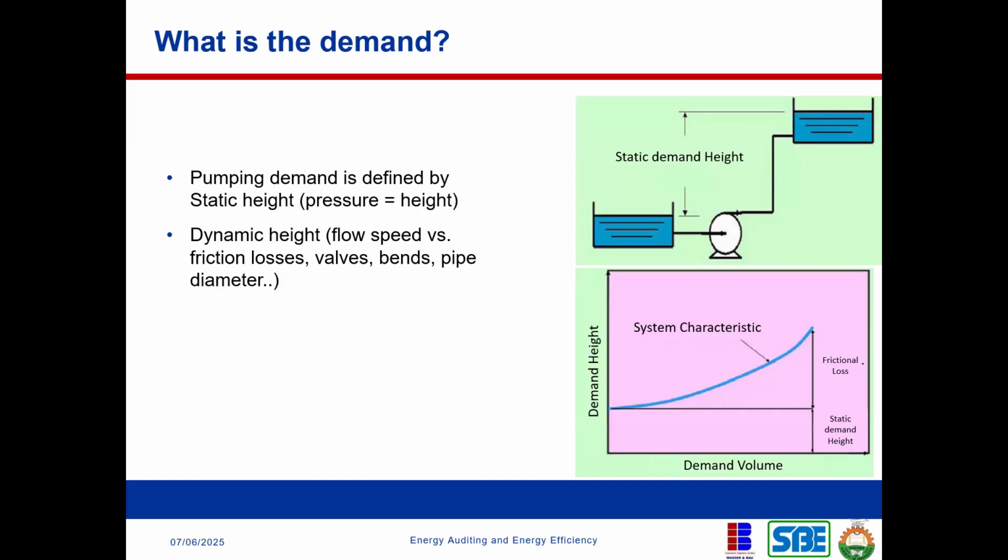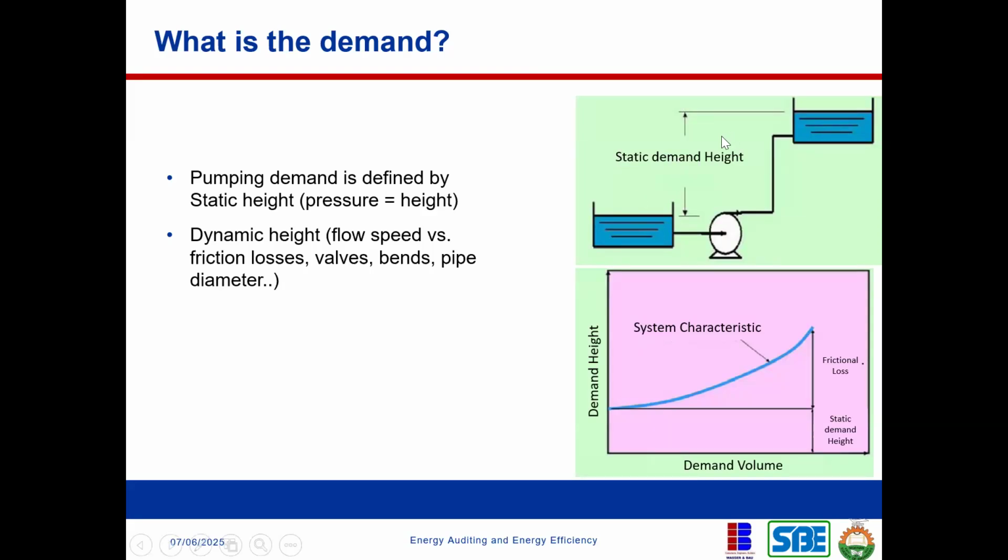Remember, when you're pumping a fluid, in as much as that fluid is going horizontal, even if it's going on a horizontal pipe, there is a way to calculate that horizontal length into a height, okay? So we're going to talk about it. So first, there are two kinds of heights when you're pumping. The first one is pumping demand. Pumping demand is defined by static height.